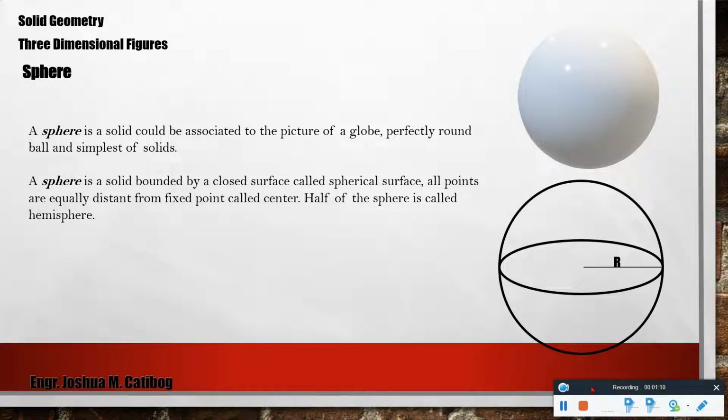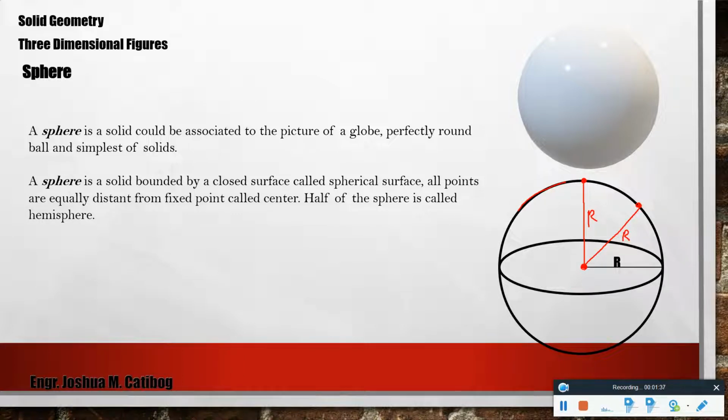Okay, all points are equally distant from fixed point called the center. So we have here the center of our sphere. So alam po natin, okay, so from the center of our sphere, papunta po sa any points po ng ating circle. So pwede pong sa taas, pwede pong sa baba. So let's say this is a line segment from the center papunta po sa ating point sa taas. So this is also the radius. Sir, papunta po tayo sa somewhere dito. Okay, ito po ay radius din po.